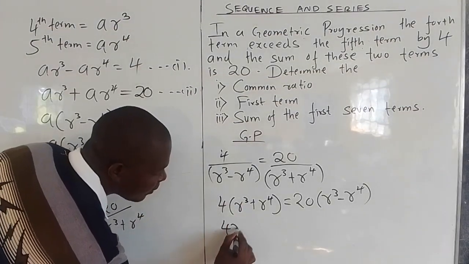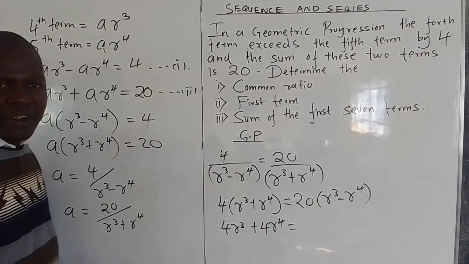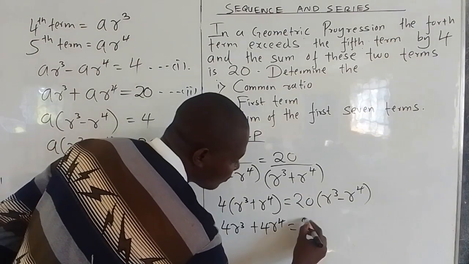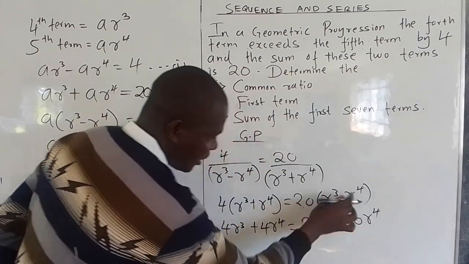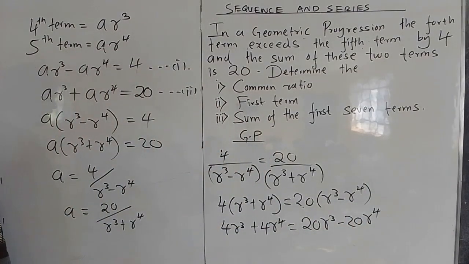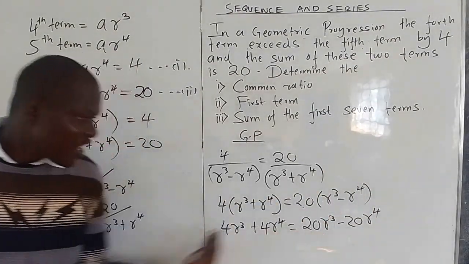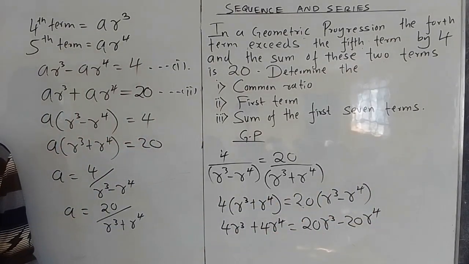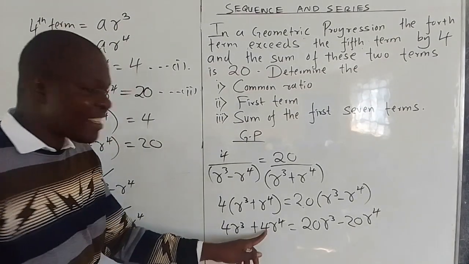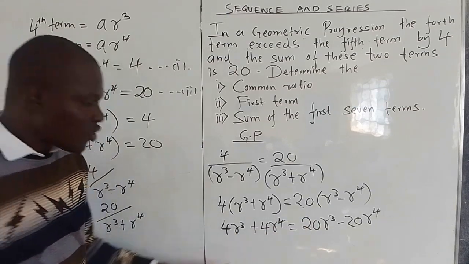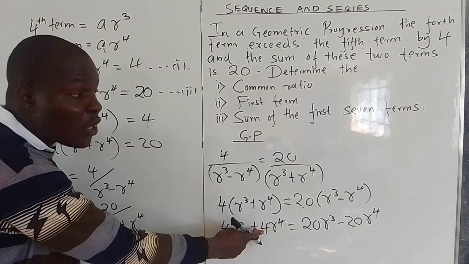So can you take 4 inside? 4 R cubed plus 4 R to power 4, common factor, isn't it? Can you take 20 inside? 20 R cubed minus 20 R to power 4, it is the common factor, isn't it? Are we together? So you can make R raised to power 4 on one side of the equation and R cubed on the other side of the equation, isn't it? So let us make R raised to power 4, the higher power, come this side. So R raised to power 4 minus 20 R raised to power 4 coming this side, it is going to be plus.